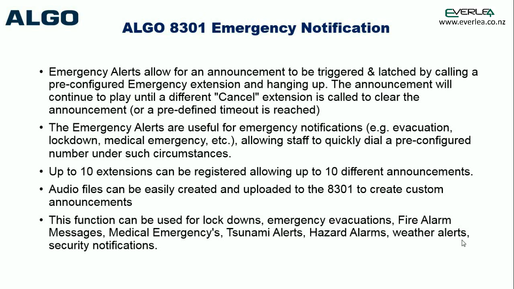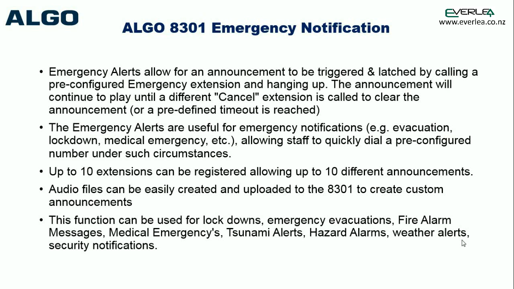So, for example, we could dial 400, and that sets off an emergency evacuation alarm for a shopping mall. That announcement, which is all pre-recorded in the Algo 8301, will broadcast across all the speakers that you've told it to. If it's analog paging, it'll broadcast across that. If it's multicast IP endpoints with the Algo paging speakers, it'll broadcast across whatever paging zones and/or multicast you've enabled it to.